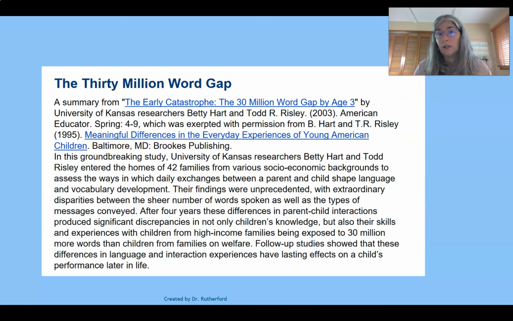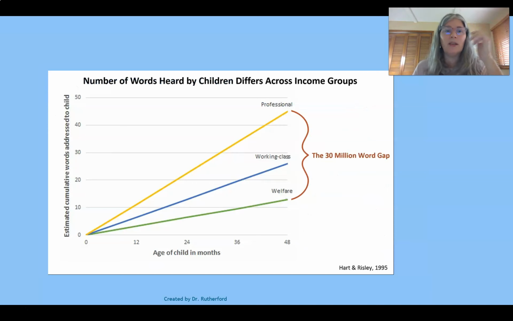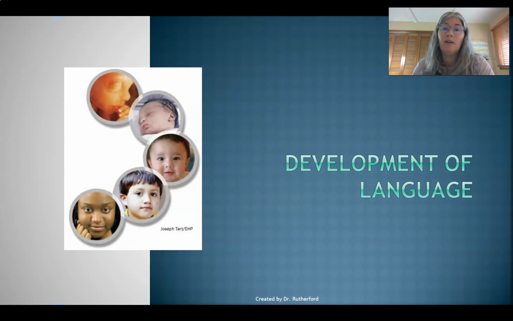Some of the landmark research in this area came from a study called the 30 million word gap. It's a bit older, really the initial study is from 1995, but it was quite a large and important study. Here's some of the research that they found, looking at the number of words heard by children across different income groups. Looked at exponentially across time, this becomes something like a 30 million word gap, which is difficult for children to overcome within the area of language acquisition.